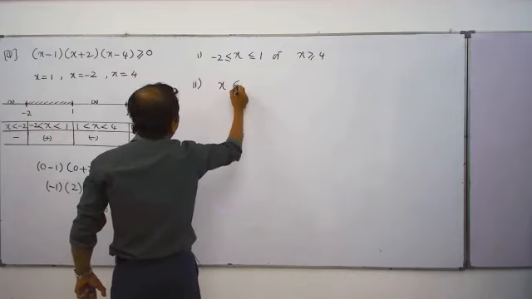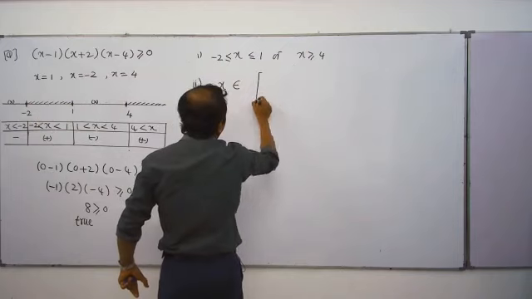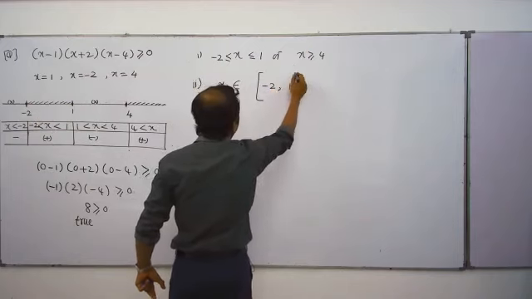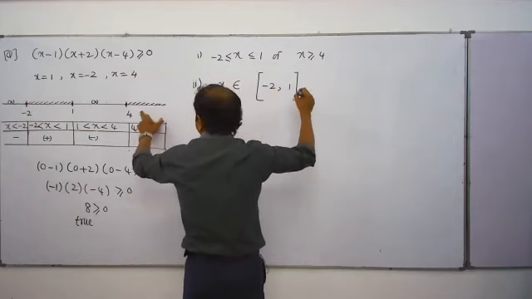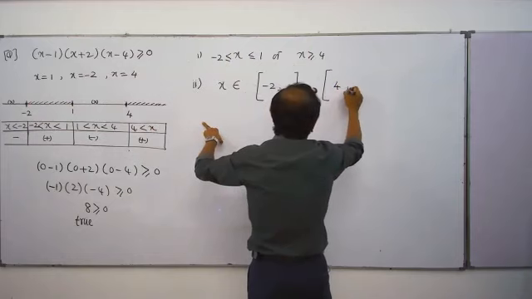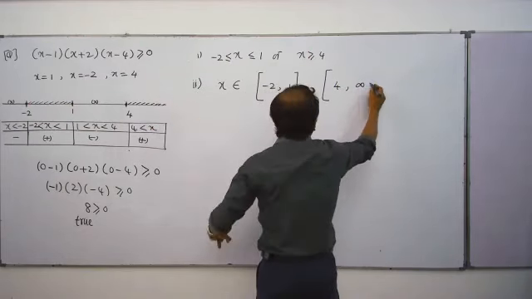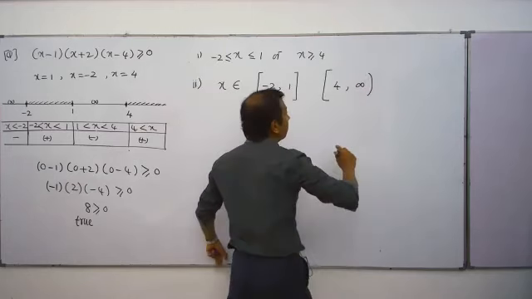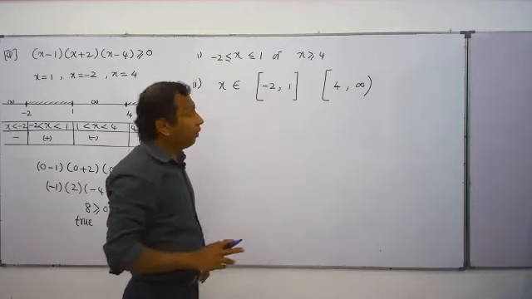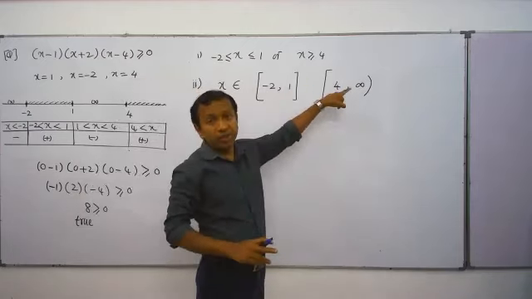X belongs to this interval. Close the interval. Then put the square bracket like this, -2, 1. What is this interval? Square bracket 4 up to infinity. But infinity nobody can take, so we have to put normal bracket, normal parenthesis. Then x belongs to this interval or this interval.